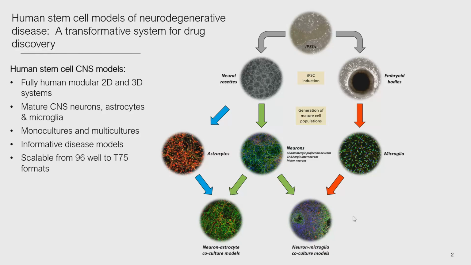So working in 2 dimensions or 3 dimensions, culturing astrocytes, neurons, and microglia either as monocultures or as multicultures that may include 2 or more of these different cell types, really depending on the questions that we're trying to answer. I'll hopefully today convince you that these are really informative disease models and show you some of the different ways that we use them at different stages of the drug discovery process.